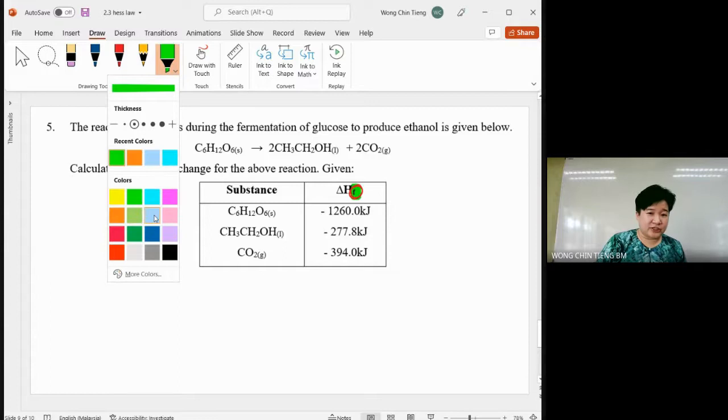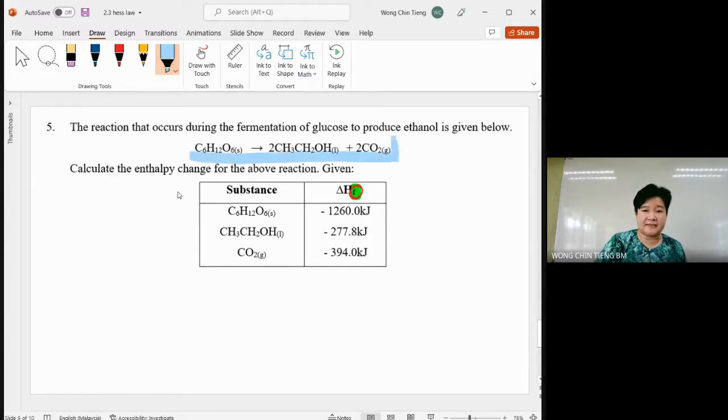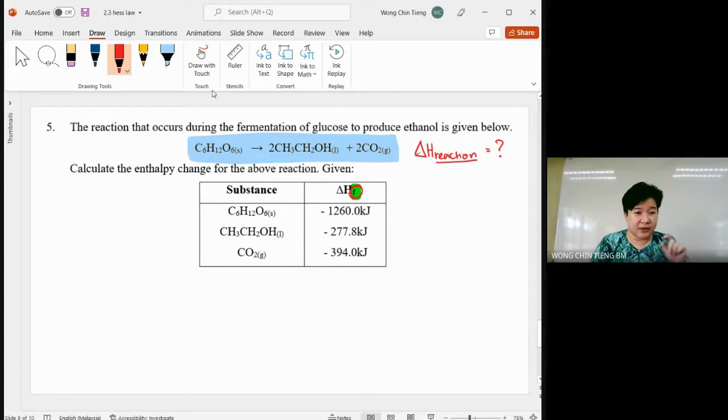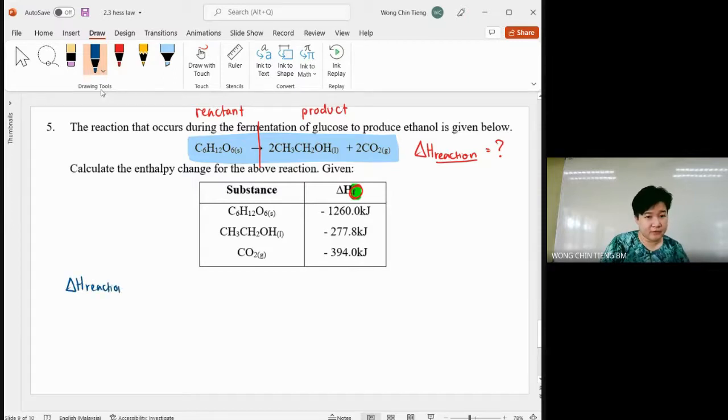Yang kedua, kita tengok equation. Bila kamu ada soalan formation, soalan nak guna formula, kamu mesti kena ada balanced equation yang kamu nak cari. So, this is the delta H reaction that I'm looking for. Kind reminder over here, I hope you know they are reactant. I hope you know they are product. Agree? Okay. So going to your formula, your delta H reaction will equal the sum of the formation of your product minus the sum of your formation of your reactant.